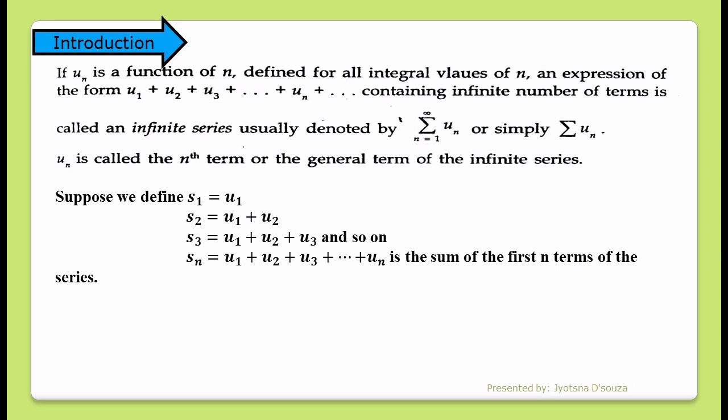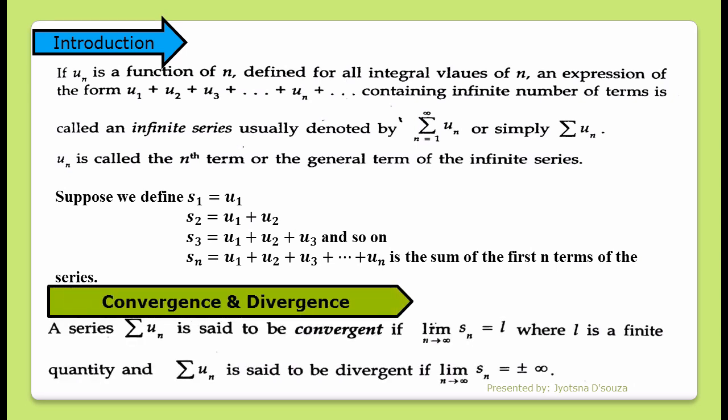So the definition of convergent and divergent is: a series summation un is said to be convergent if the limit as n tends to infinity of Sn is equal to L, where L is a finite quantity, and the series summation un is said to be divergent if the limit of Sn is equal to infinity.